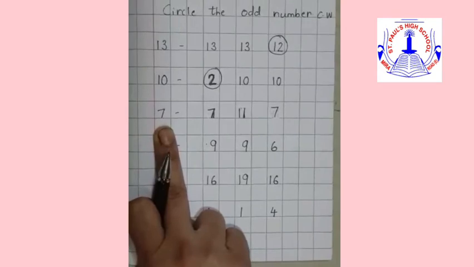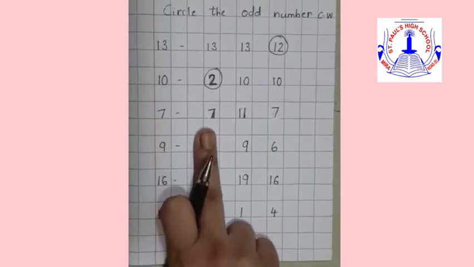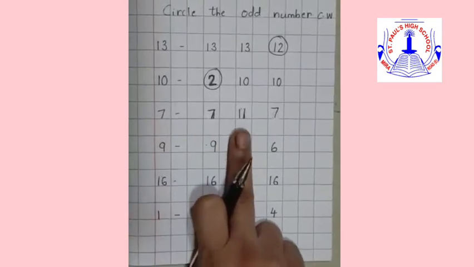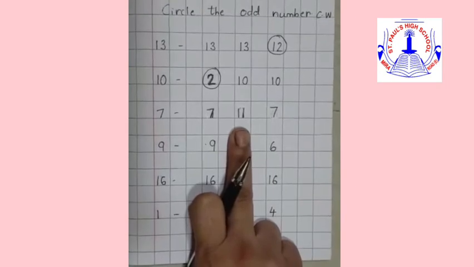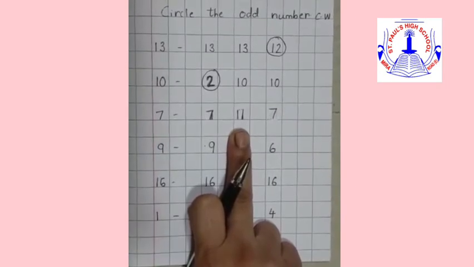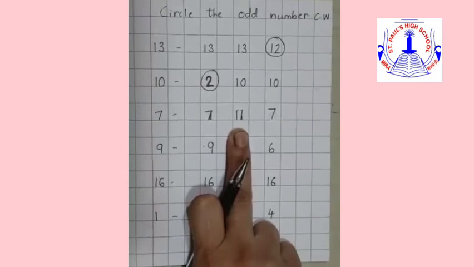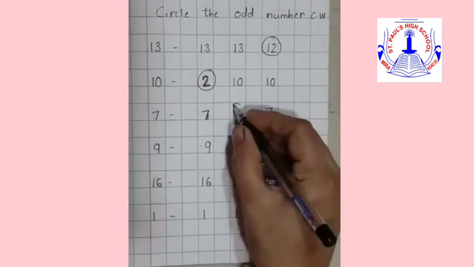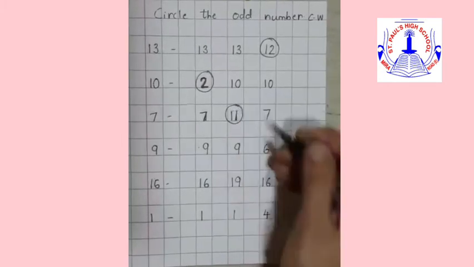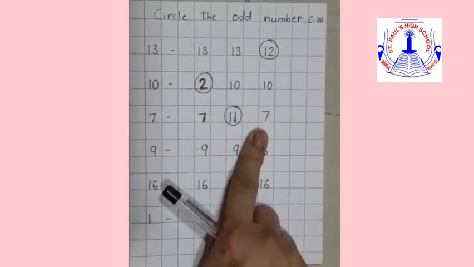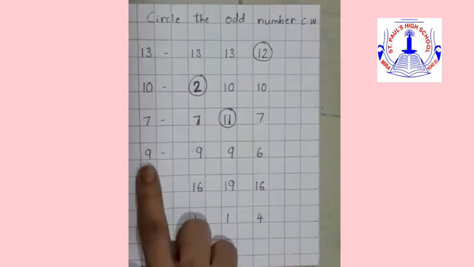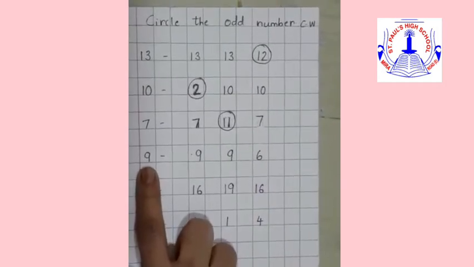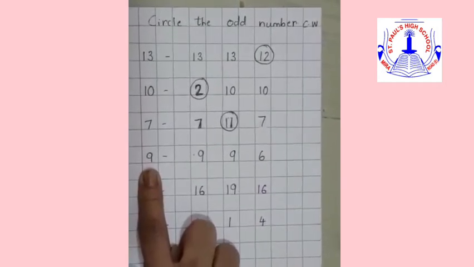Now, which number is this? Number 7. Is this number 7? Yes. Is this number 7? No. Which number is this? 11. So that means this is the odd number. So what do we have to do? Circle. Now, is this number 7? Yes. Now, next. This is number 9.